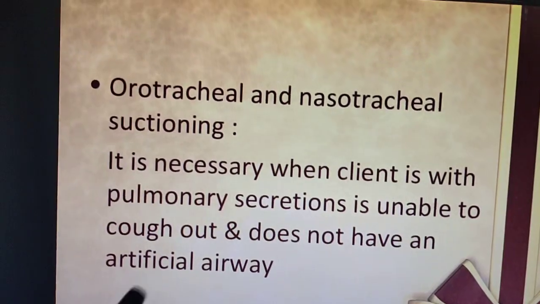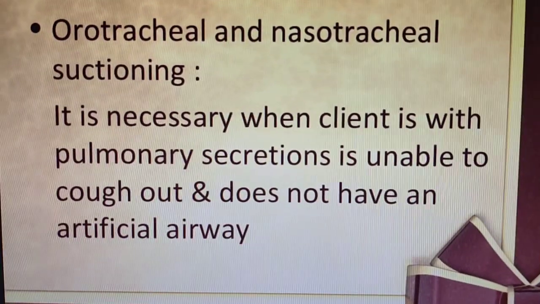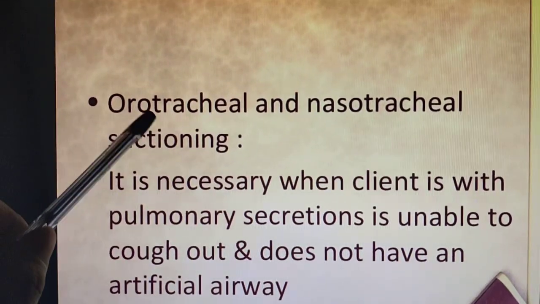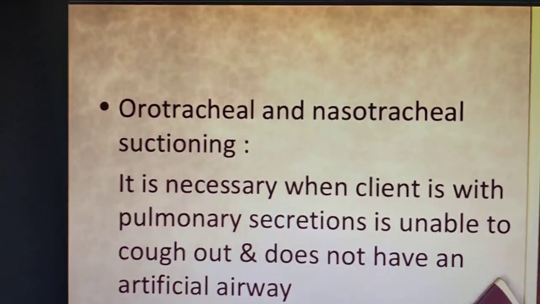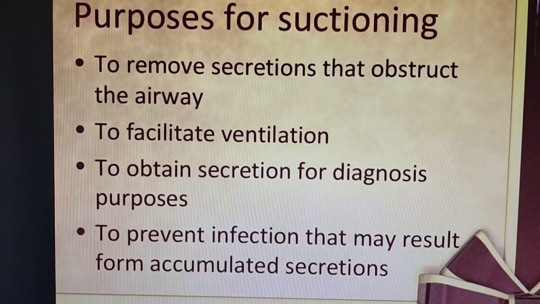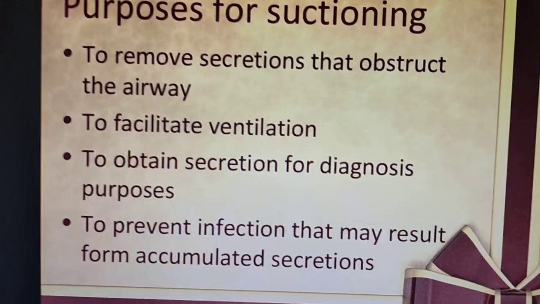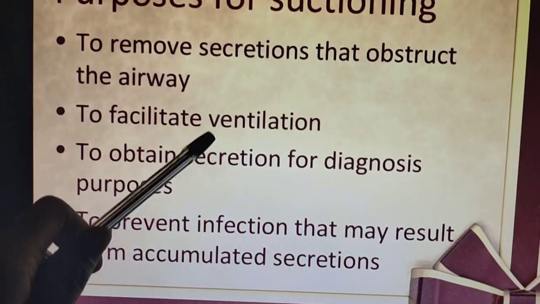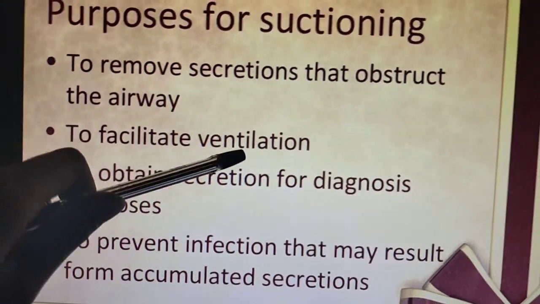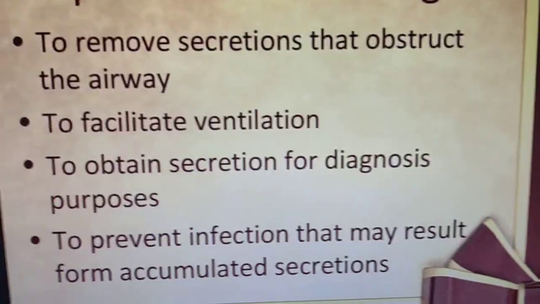Clear? It is necessary when the client with pulmonary secretions is unable to cough out and does not have an artificial airway. In that condition we have to perform orotracheal or nasotracheal suctioning. What are the purposes? As I told earlier, to remove the secretions that obstruct the airway, to facilitate ventilation and enable the patient to breathe properly, and to obtain secretions for diagnostic purposes.